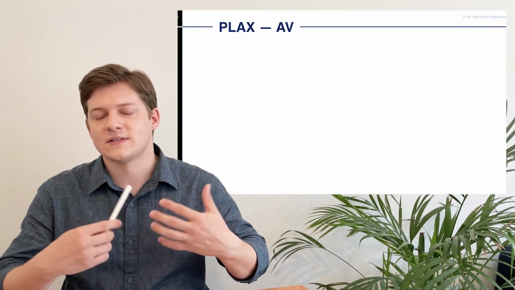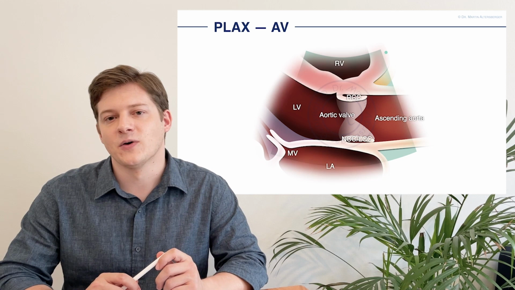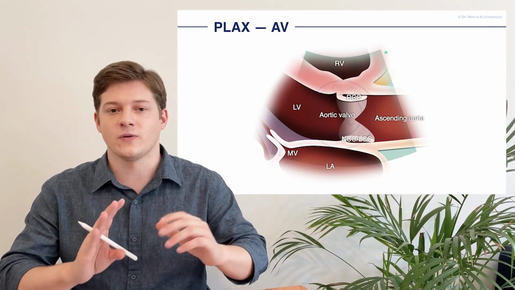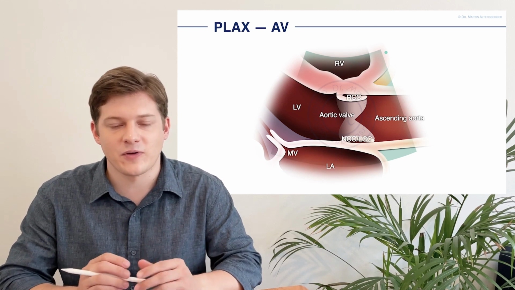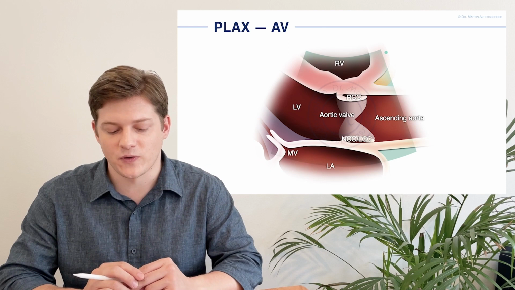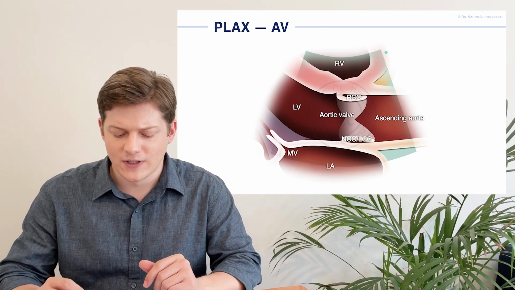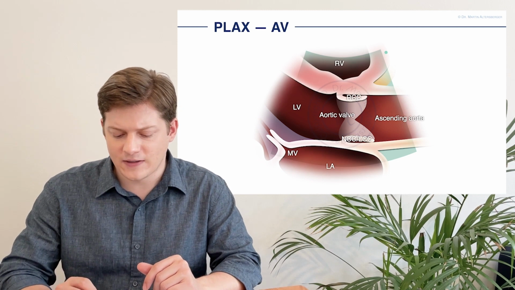There are some more standard views you have to acquire in case of the parasternal long axis view, and one view is focused on the aortic valve. It's quite natural that if the aortic valve does have a pathology, you want to visualize as much of the structure as possible. So you should zoom in to specifically see the aortic valve. And this is the aortic valve.